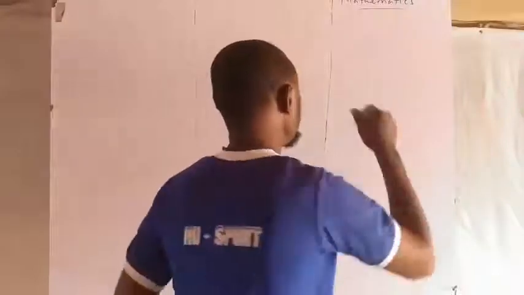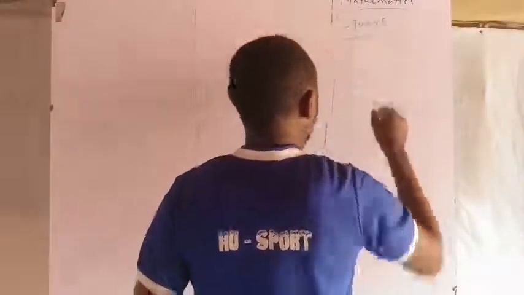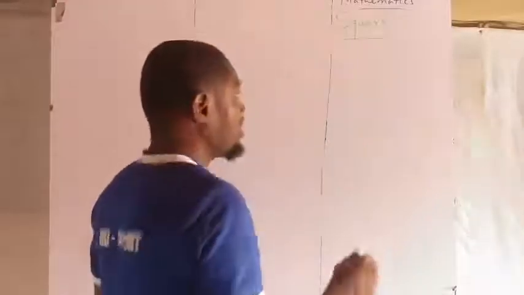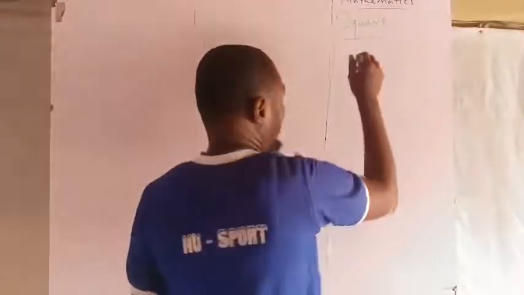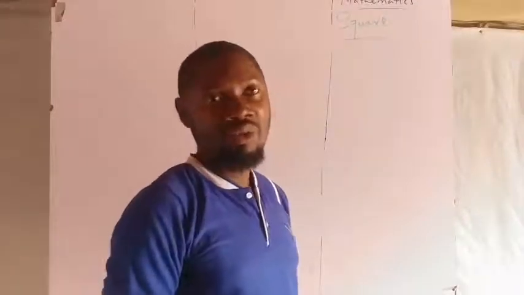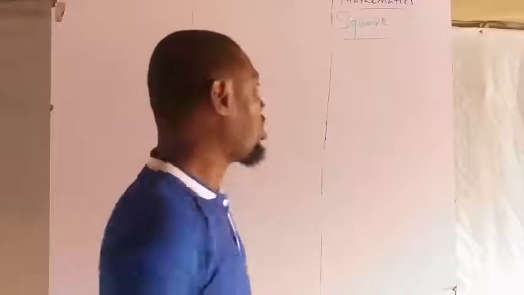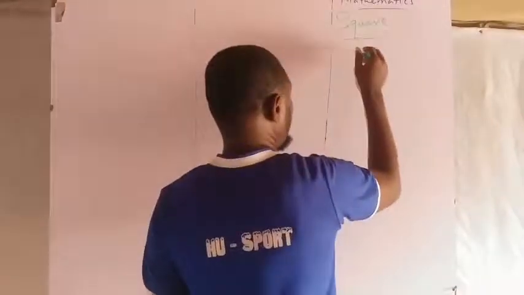Okay, great scholars, let us consider the square today. The square. A square has all the sides equal. A square is also a quadrilateral because it has 4 sides, but all the sides are equal. This is a square.